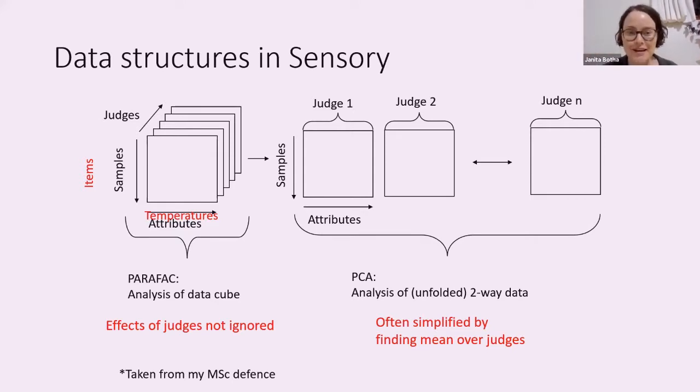Your data is usually structured in three ways. Your data is usually a cube. And typically what we tend to do is we tend to unfold the data, and usually we do PCA for signal extraction. And what we would typically do is we would find a mean over judges. So then your data is flattened into two ways. Or, if you want to preserve the differences between your judges, you can just unfold the data and use it like that, but that becomes very, very difficult to interpret.